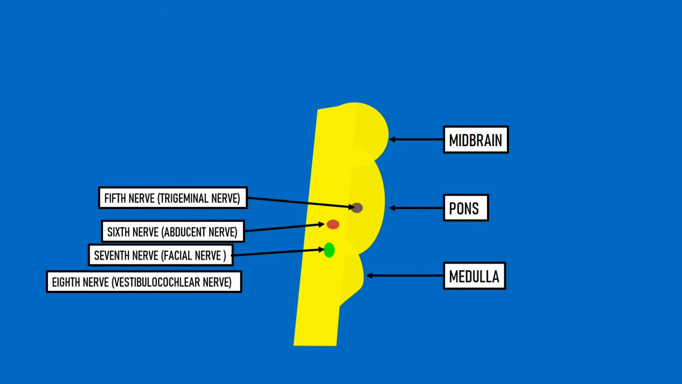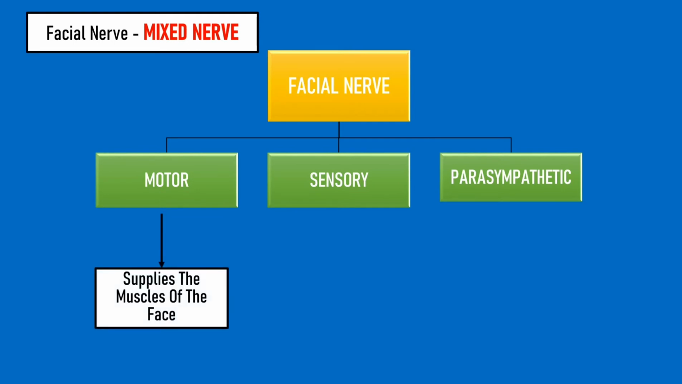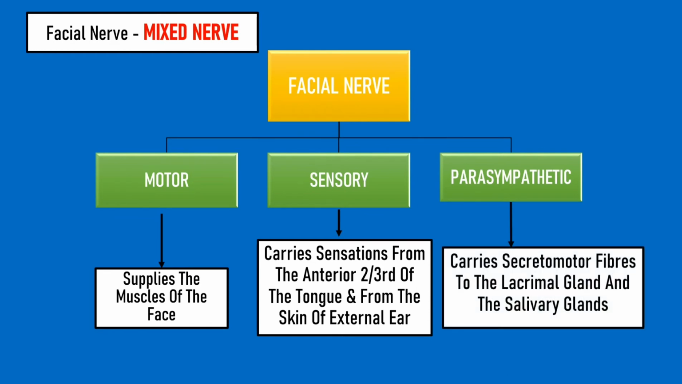The facial nerve is a mixed nerve. It has a motor component, a sensory component, and a parasympathetic component. The motor component supplies the muscles of the face that control facial expressions. The sensory component carries sensations from the anterior 2/3 of the tongue and from the skin of the external ear. Parasympathetic component carries secretomotor fibers to the lacrimal gland and the salivary glands, which are the submandibular glands and the sublingual glands.